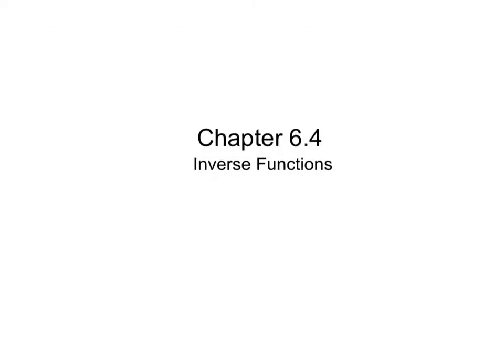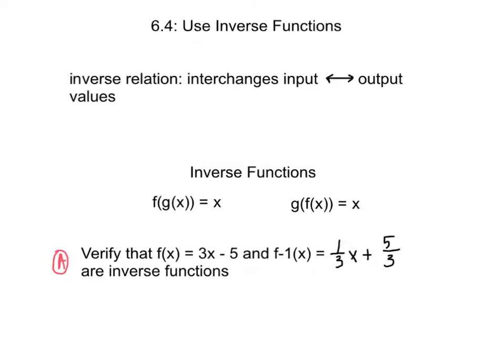Chapter 6.4, Inverse Functions. So first let's define what an inverse relation is. This is a relation that interchanges the input and output values. So remember, input is x and output is y. If we have an equation that is y equals mx plus b, for example, let's just use a linear function, we switch x and y, our input and output values. So instead of y equals mx plus b, we would have x equals my plus b.